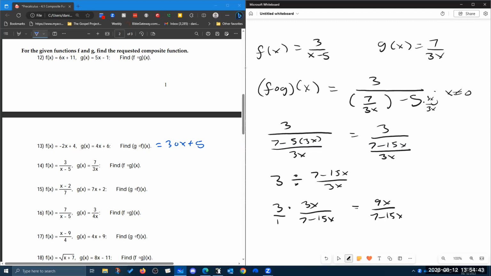X can't be 0, but also 15x can't be 0. So negative 15x can't be negative 7, and x can't be 7 over 15. So we have restrictions here that x can't be 0 or 7 over 15. We weren't asked to find the domain, but it's important to pay attention, especially with rational functions here, to what the domain of my composite is. So it's equal to 9x over 7 minus 15x, as long as x is not equal to 0 or 7 over 15.